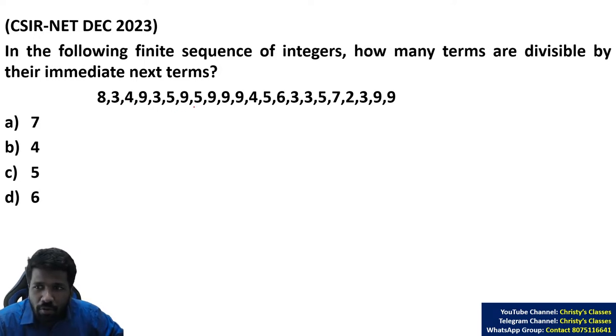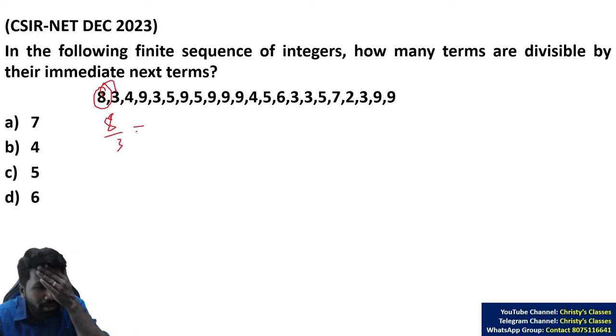So, how many terms are divisible by their immediate next term means 8 ka immediate next term 3 hai na? 8 3 se divisible nahi hai because it is not exactly divisible. Remainder is there. Divisible means exactly divisible without remainder. So, 8 is not a number that we are seeking for. We are seeking for numbers which are divisible by the immediate next number.